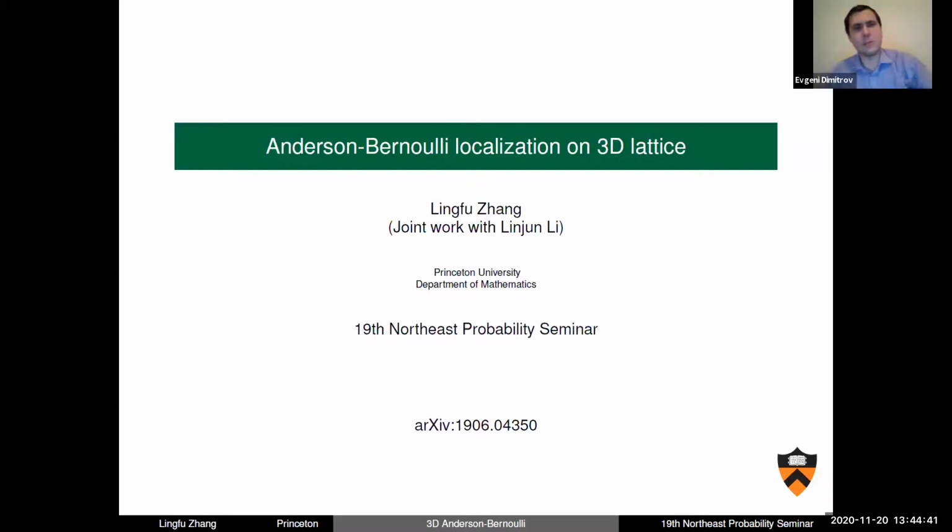And the last speaker of the first session is Lingfu Zhang from Princeton. So take it away, Lingfu. Okay. Can you hear me? Okay, great.